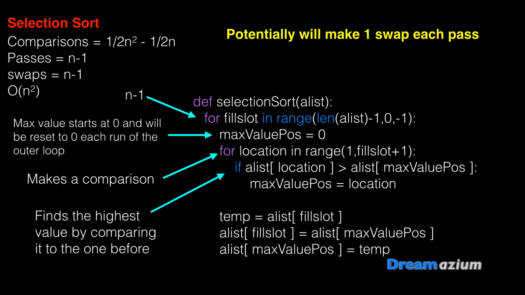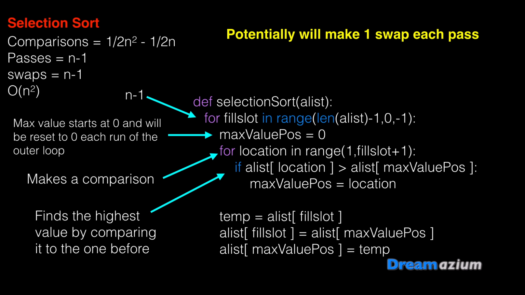Selection sort has the same number of comparisons that bubble sort has. Because it has to compare everything in the list, the number of passes is going to be the same because it has to go through the list the same amount of times. But the number of swaps is decreased because it just makes one swap every pass rather than making a number of swaps every pass. Its complexity is still n squared, although it does run a little bit more efficiently than bubble sort.